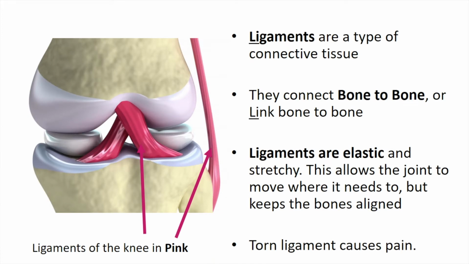Ligaments are a type of connective tissue. They connect bone to bone or link bone to bone. Ligaments are elastic and stretchy. This allows the joint to move where it needs to, but keeps the bones aligned. A torn ligament will cause somebody a great deal of pain.